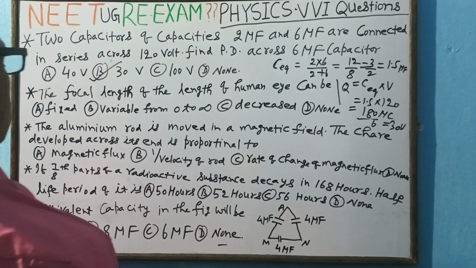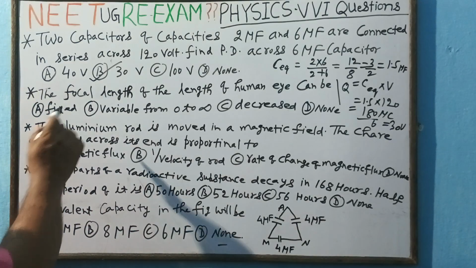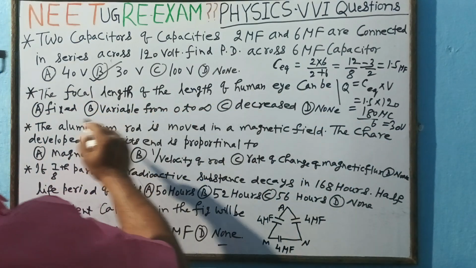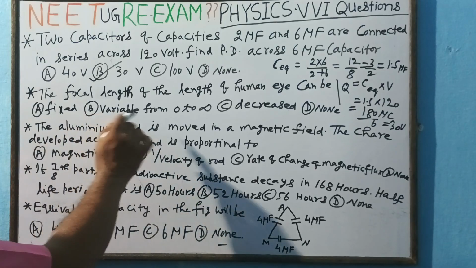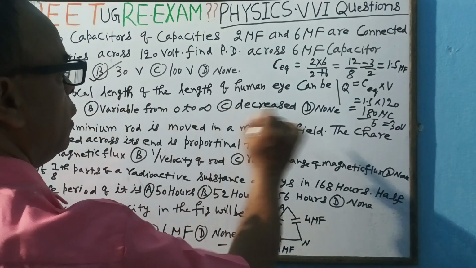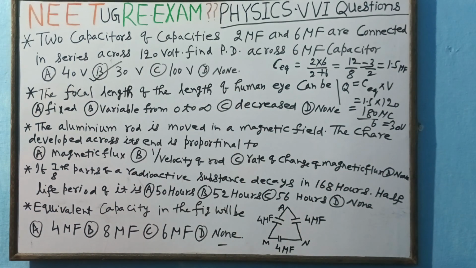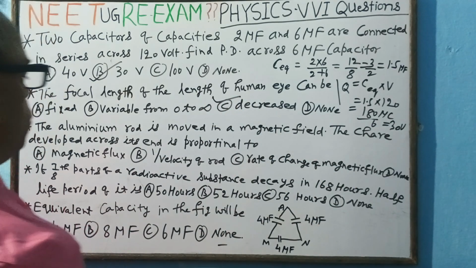Option is B. Next question is: the focal length of the lens of the human eye can be fixed, variable from 0 to infinity, decreased, or none. The focal length of the human eye is variable, it always decreases.